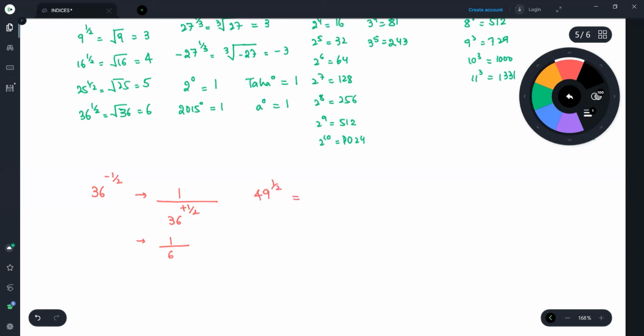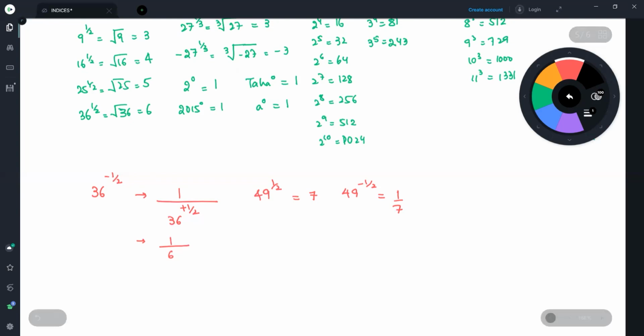Now, can you do this for me, all of you? Sir, we'll only solve out 6 when it says 1 over 6, that's evaluate, right? Yes. Now, can you solve this for me, please, all of you? Sir, the answer is 7. Okay. What about this, please, all of you? The answer is 1 over 49 to the power 1 over 2, which is 1 over 7. Yes or no? Yes.